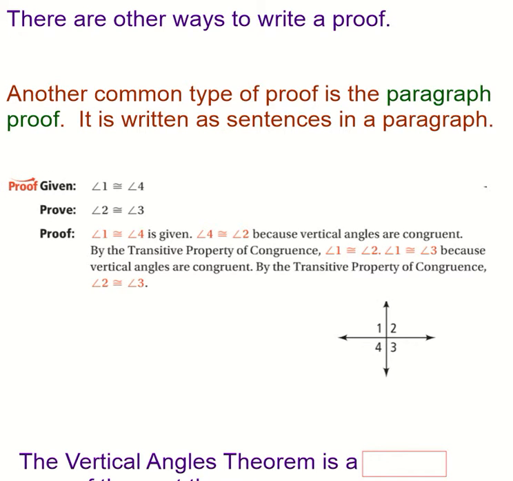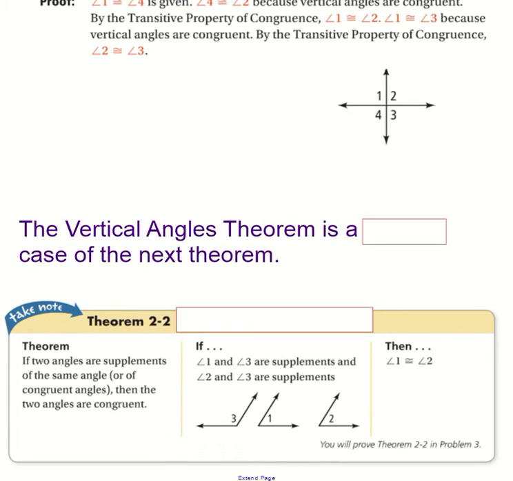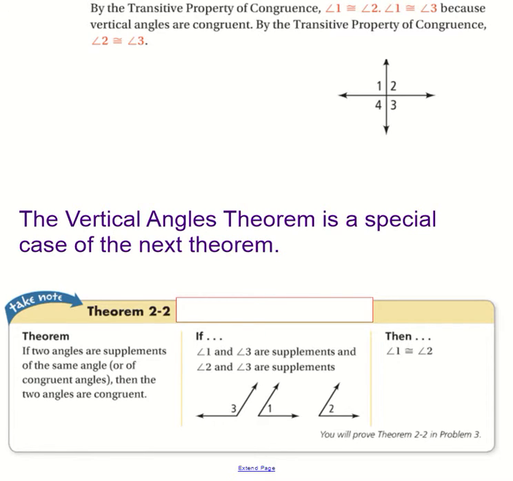So the vertical angles theorem is a special case of this next theorem down below. This is the congruent supplements theorem. What it says is that if two angles are supplements of the same angle, or of congruent angles, then the two angles are congruent. So we have angle 1 and angle 3 in this drawing below are supplements, and angle 2 and angle 3 are supplements, which then means that angle 1 and angle 2 are congruent. So that's the theorem.